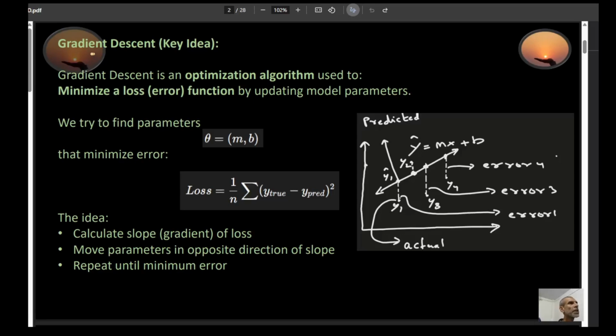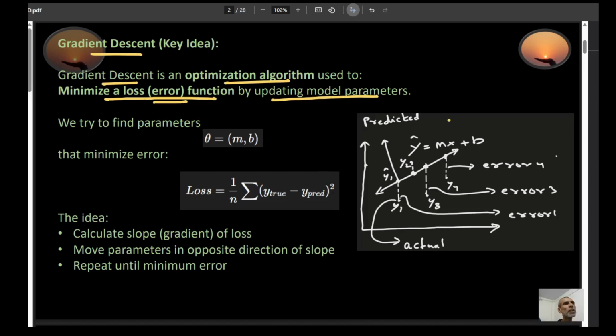So what exactly is a gradient descent? Well, gradient descent is an optimization algorithm, and what it does is minimize your loss function. Another name for loss function is error function. And the way it minimizes the loss function is by updating your model parameters.